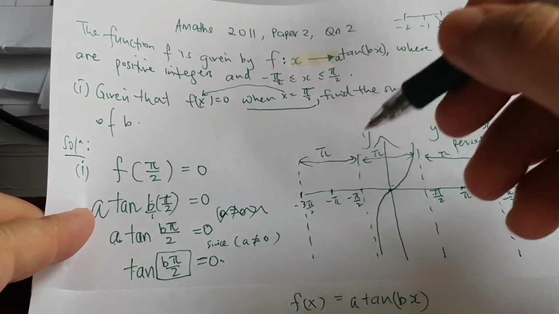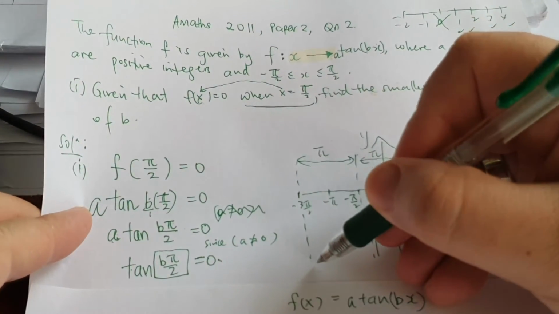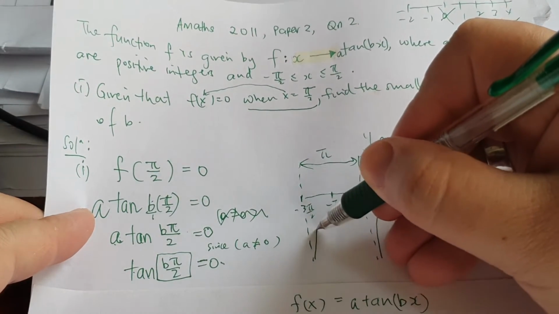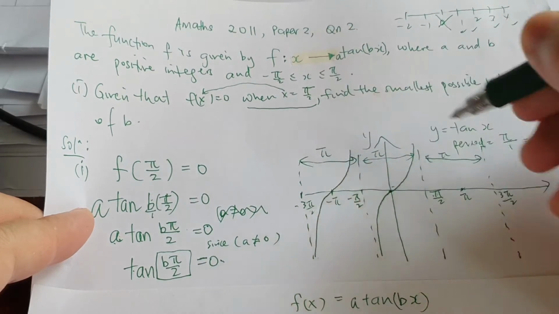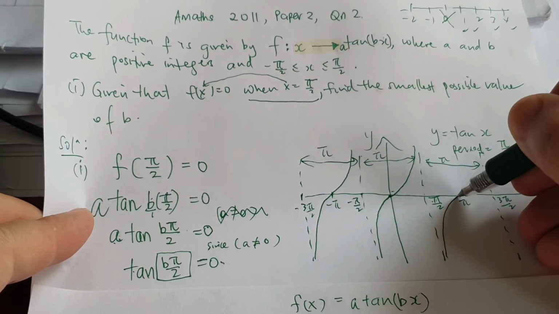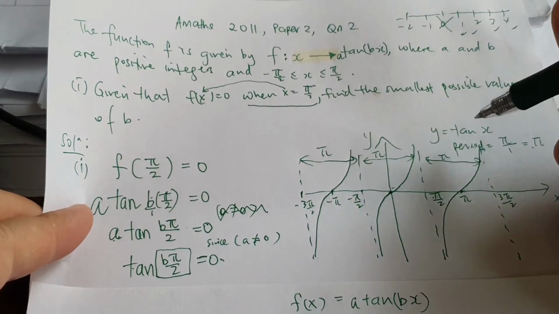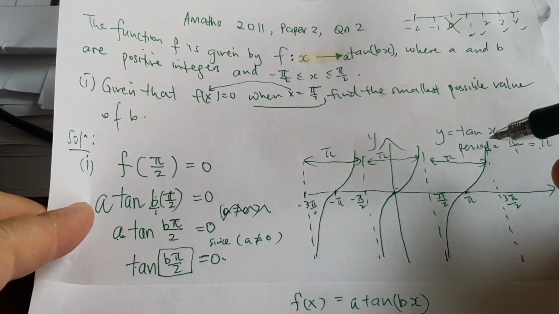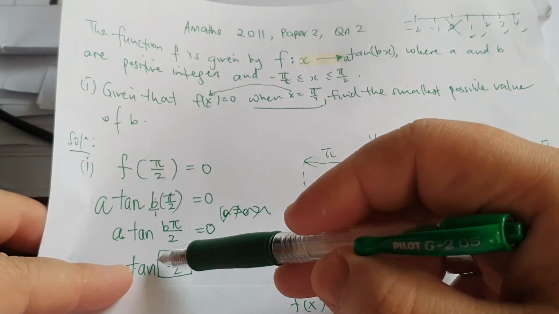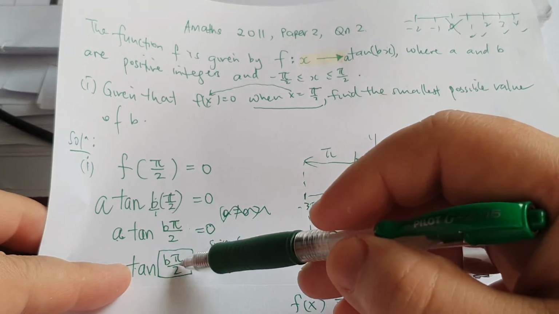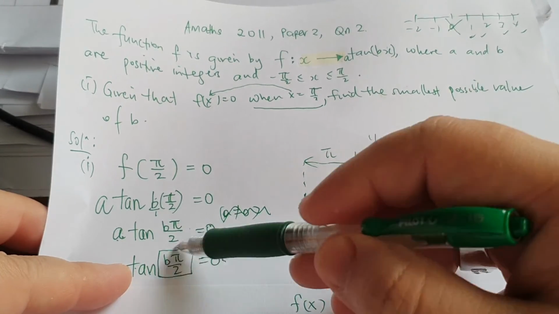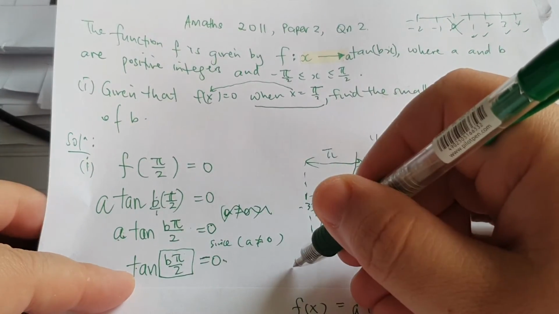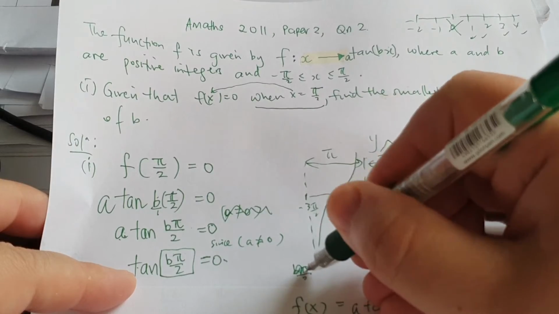Now once I know this, this shape is periodic. Periodic means it's going to be repeated, so it's going to be like that. This one is also going to be like that. So this shape is being repeated. Now I ask you, this fella here, tan(bπ/2), what should this be? Can this be, right here.